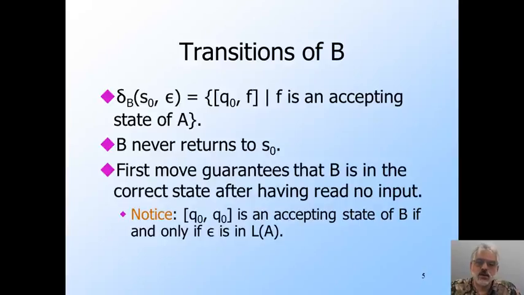And this first move guarantees that the empty string is handled correctly. B accepts the empty string if and only if Q0, the start state of A, is accepting. But that means A accepts epsilon, and half of epsilon is epsilon. Thus, B accepts epsilon if and only if epsilon is in half of L.